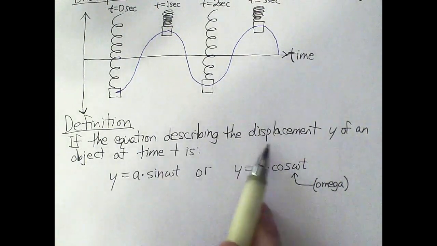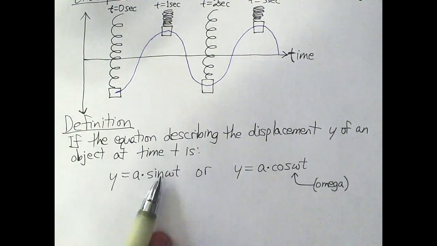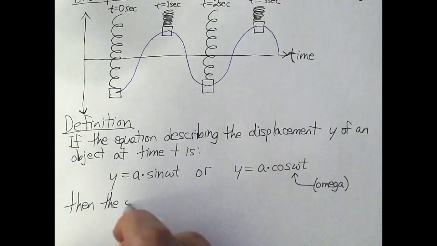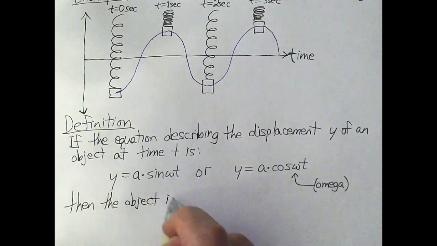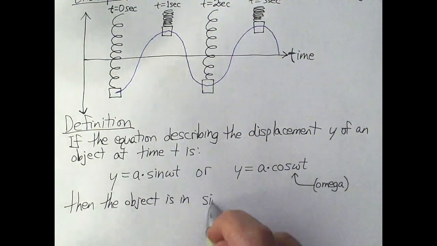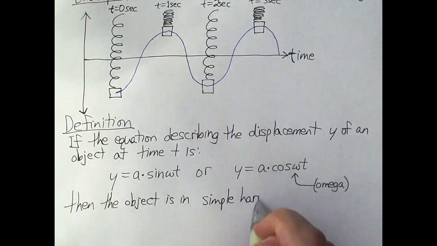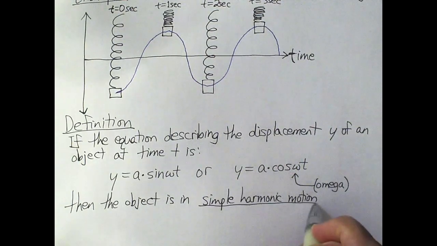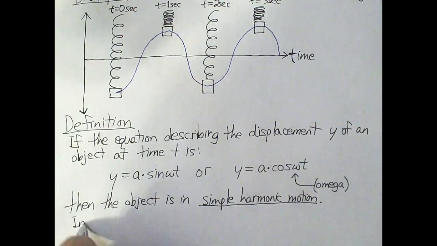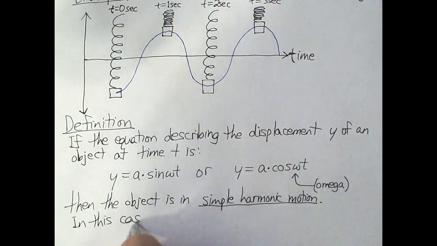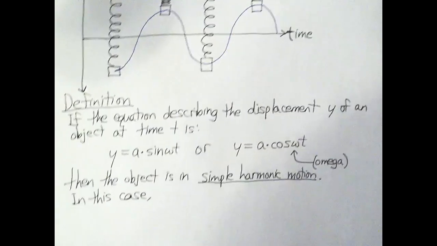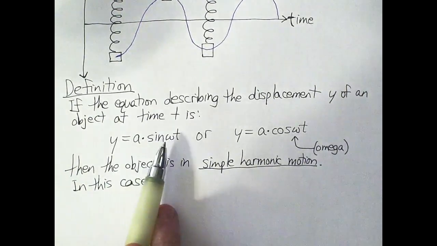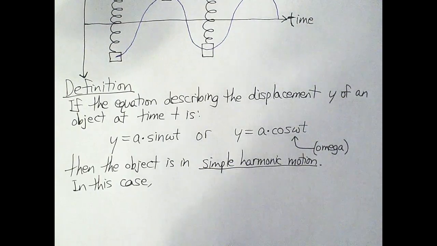If the equation describing the displacement is this or this, then the object is in what we call simple harmonic motion. In this case, a is a constant and omega is a constant, and let's talk about what they mean.